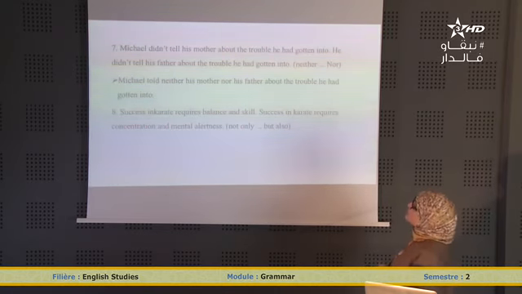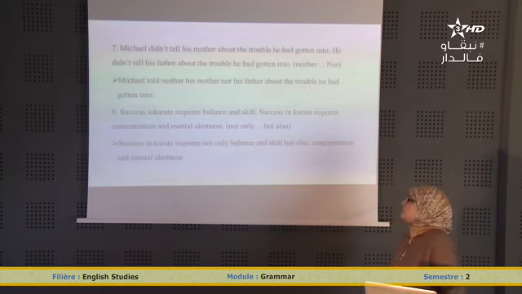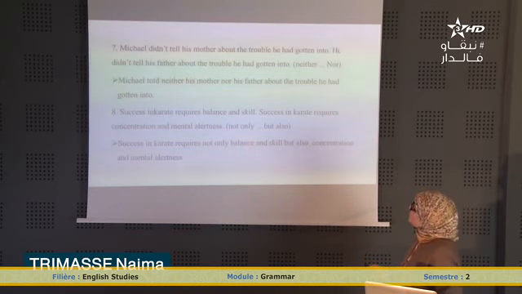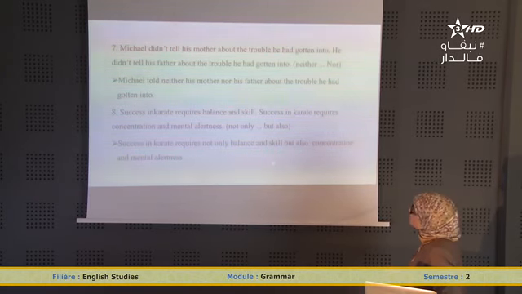Number 8, success in karate requires balance and skill, and success in karate requires concentration and mental alertness. Again, we connect the sentence with not only but also. Success in karate requires not only balance and skill, but also concentration and mental alertness. So look at what we have here. Balance and skill, that's the first phrase. Concentration and mindfulness is the second phrase. So again, we have parallel structure.